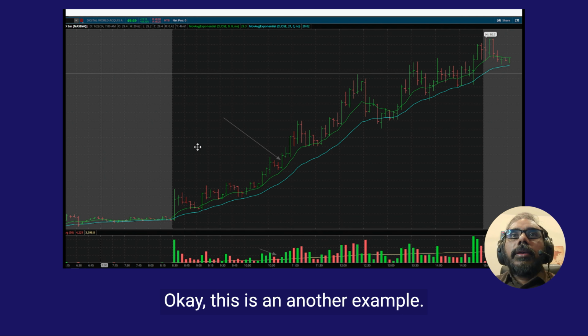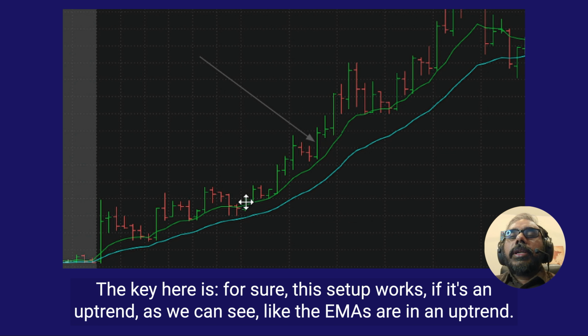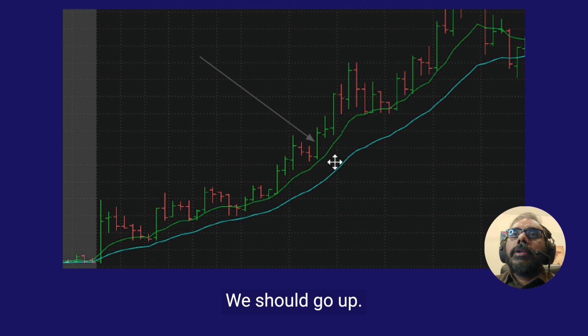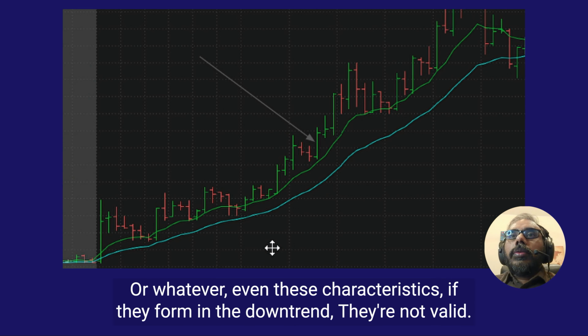Okay, this is another example. The key here is, for sure, this setup works if it's in an uptrend. As we can see, the EMAs are in the uptrend, so we should go up. Since I'm a long momentum trader, all my setups work in the uptrend. So even if these characteristics form in a downtrend, they're not valid.